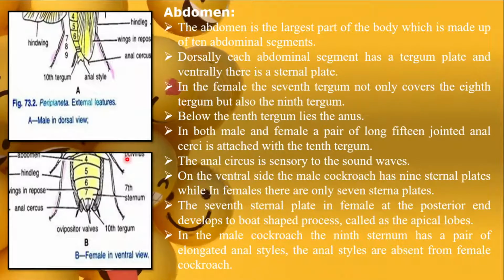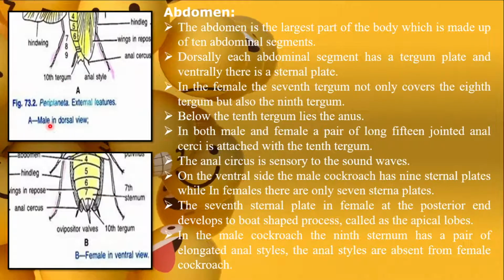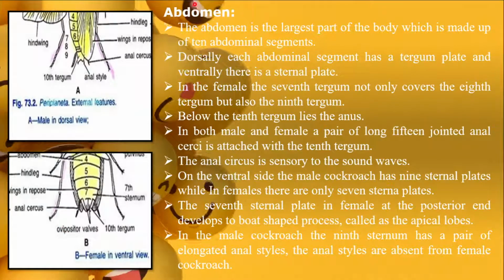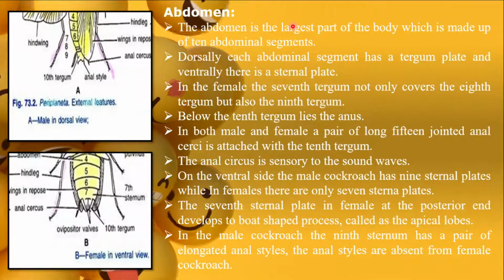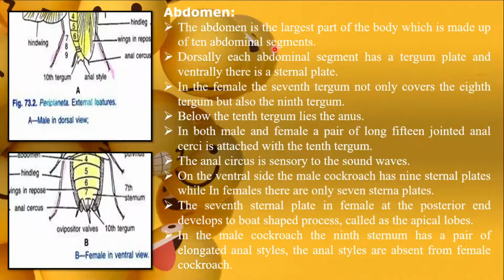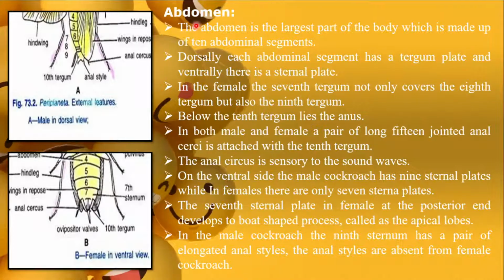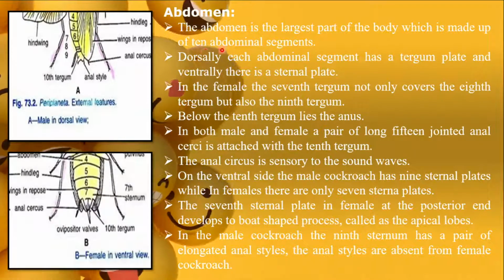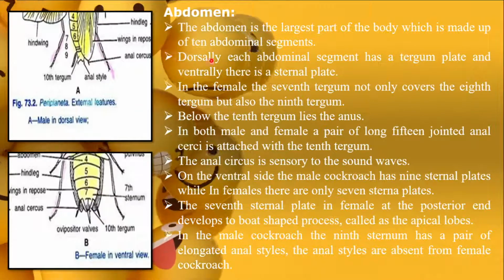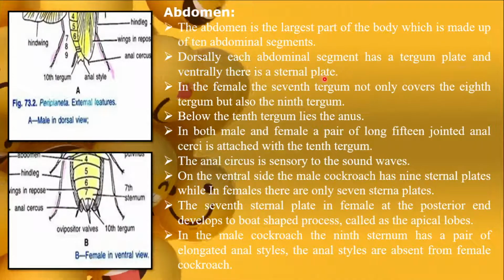So let's see here. Beside, I have given two diagrams: the abdominal part of male cockroach and the abdominal part of female cockroach. So let's see the abdomen. The abdomen is the largest part of the body, which is made up of 10 abdominal segments. See, now the thorax is made up of 3 segments, and the abdomen is made up of a total of 10 abdominal segments. Dorsally, each abdominal segment has a tergum plate, and ventrally there is a sternal plate.